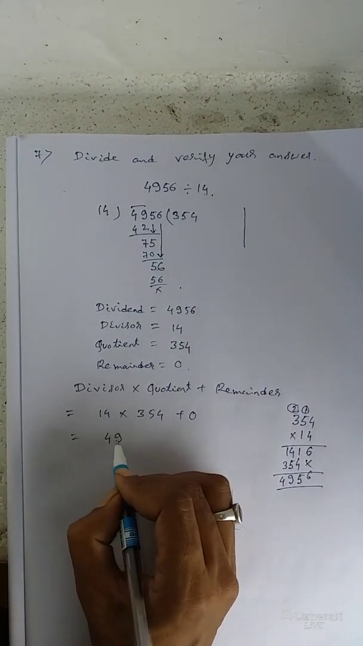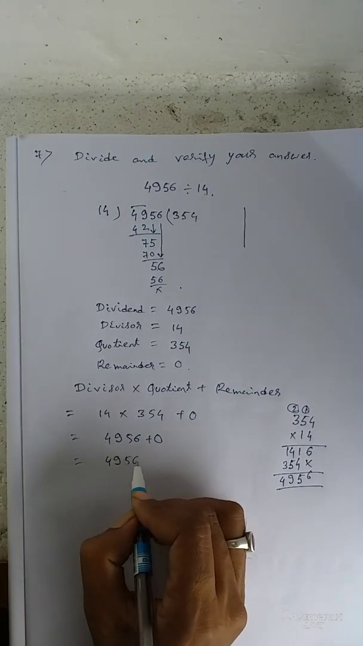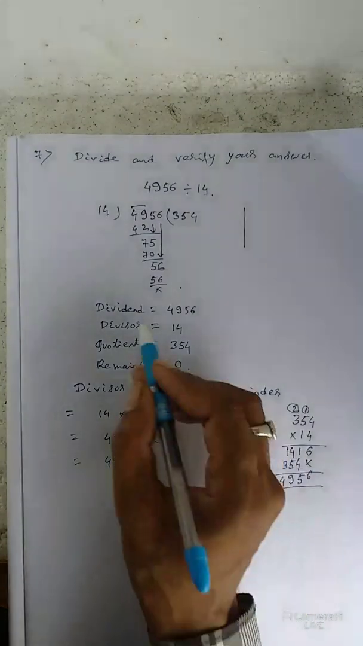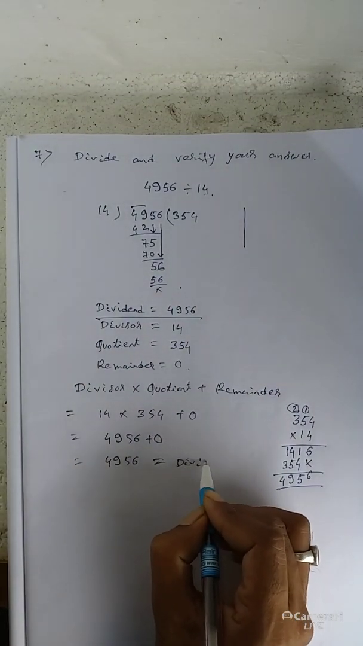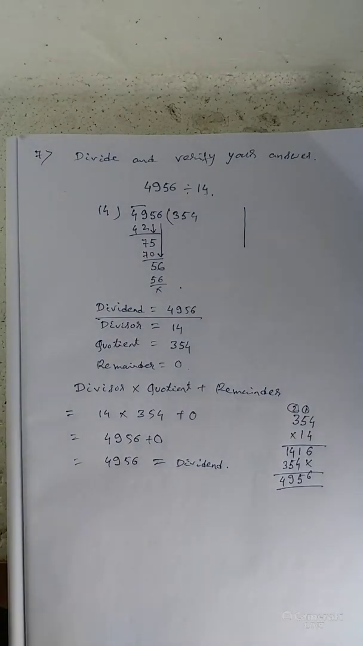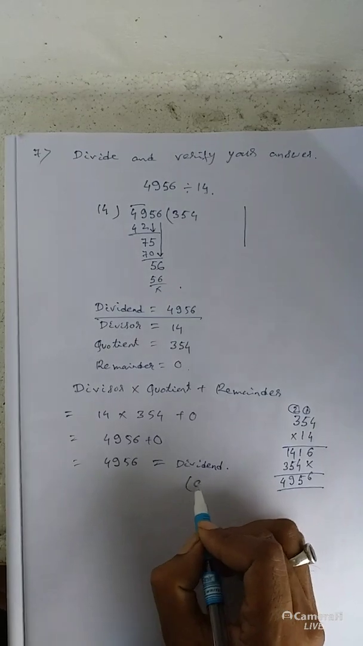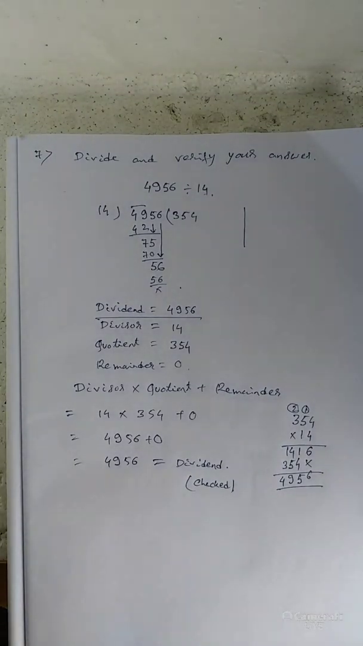So multiplying we get 4956 plus 0. So the result is 4956, and check, this is the dividend. So this is equal to dividend. So our result is completed here. It is already checked. Result is correct. So in this way we can divide any number by a 2-digit number, and also we can verify the result.